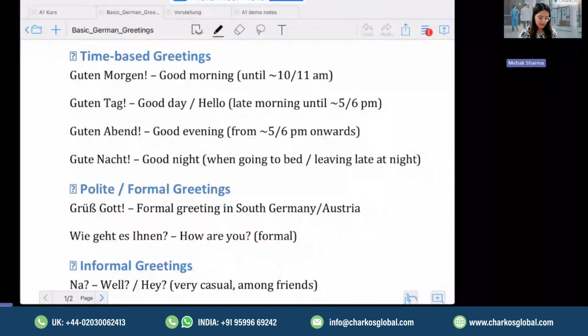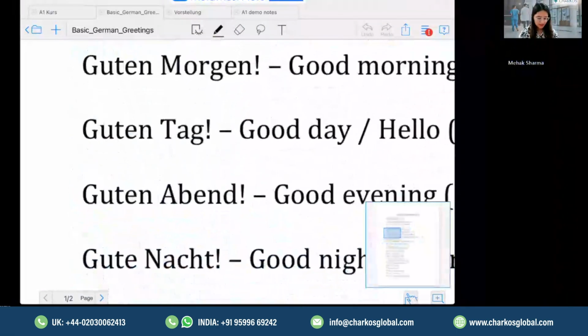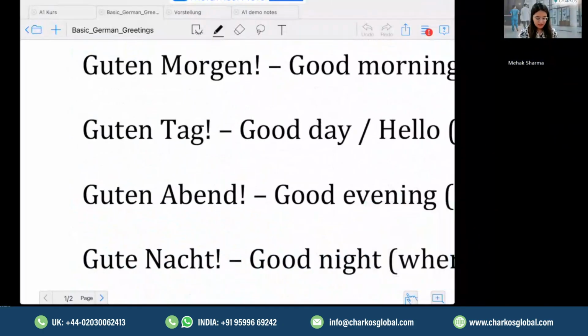Now, if by any chance you are wondering, in the previous three, we have N, N, N, but this is only Gute. Why is that? There is a grammatical reason behind it. You will be able to understand it after some time. So just learn it as of now by heart that Nacht does not take Guten, no N, but it only takes Gute. Gute Nacht. Okay, just remember this.